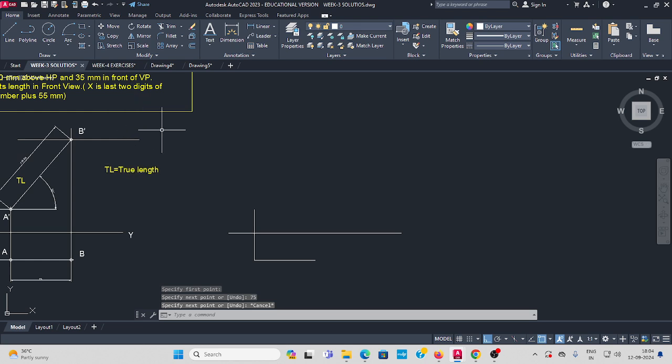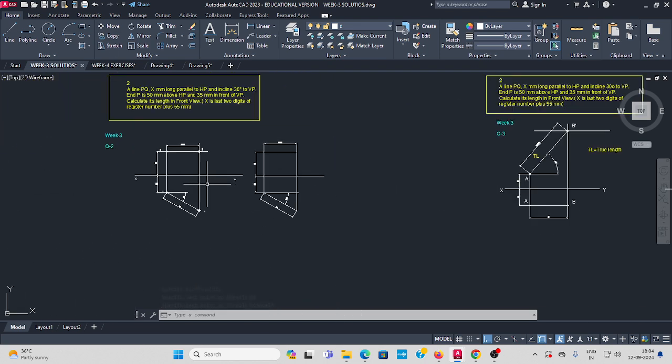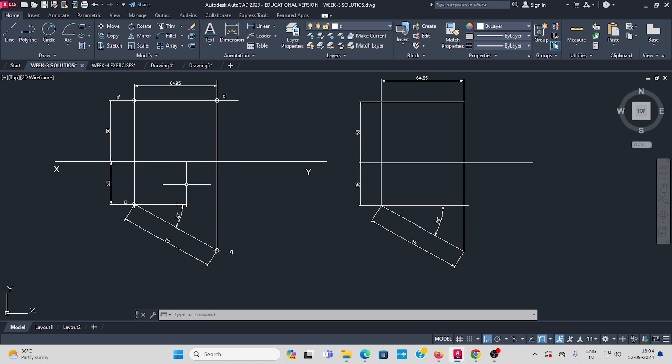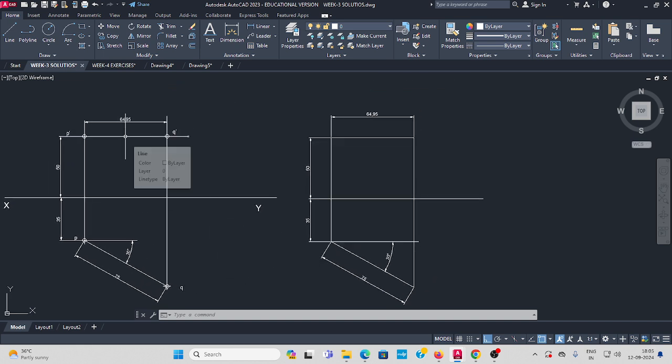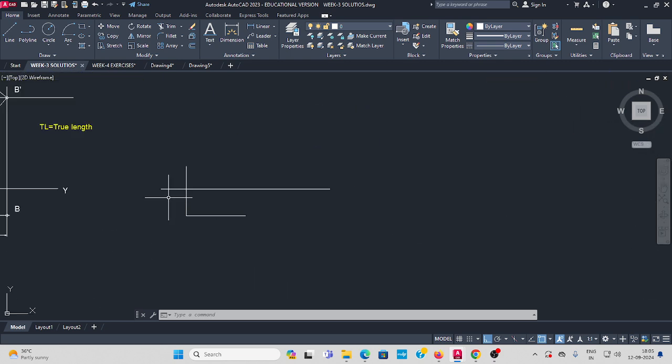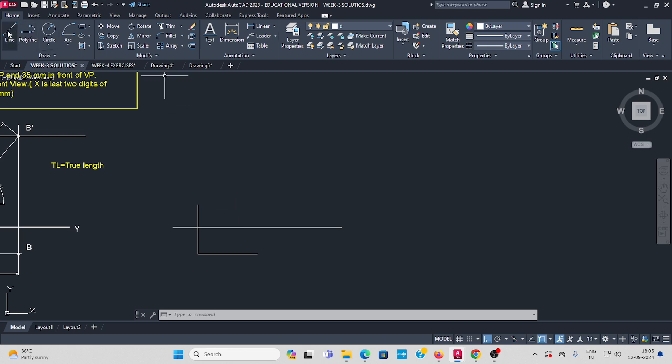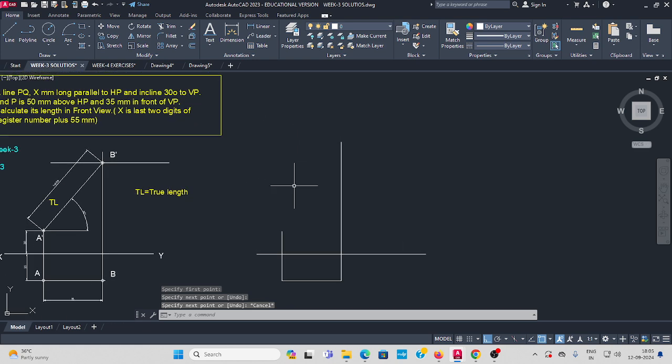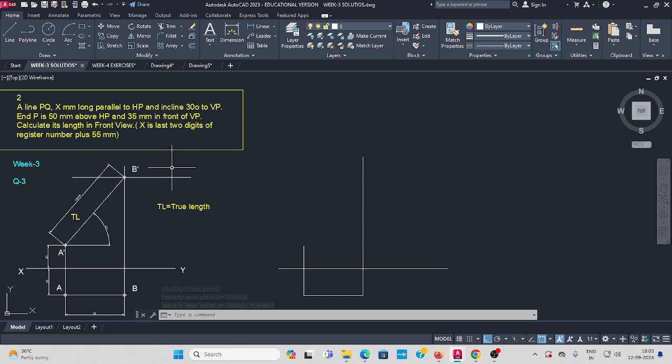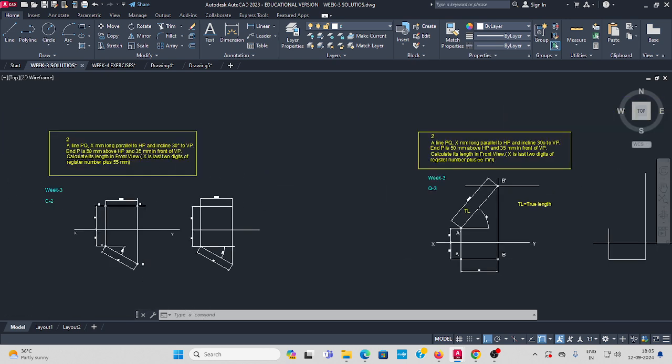Then this question is the reverse of question number 2. There, the inclination is given and the true length is asked in the front view. In this question, the inclination is not given. So from here draw one line of some random length. Randomly drawn. Okay. Next, incline 30 degrees to VP. Which are the questions? See here.